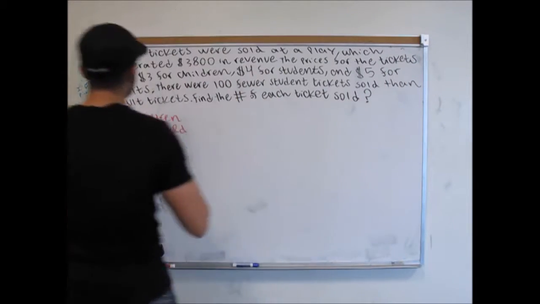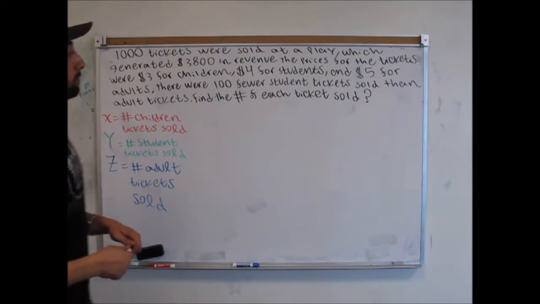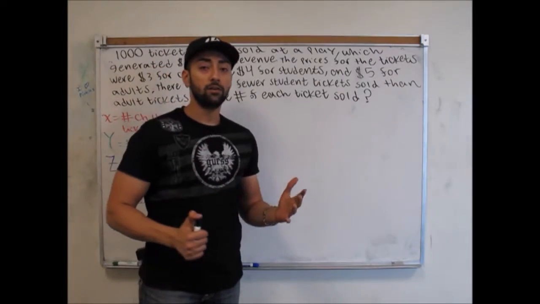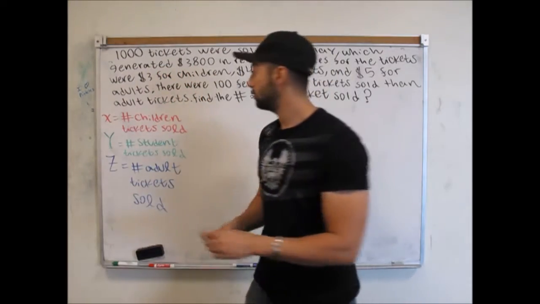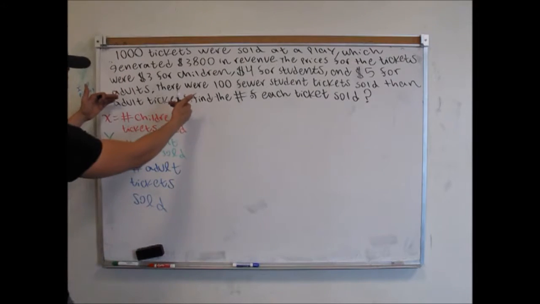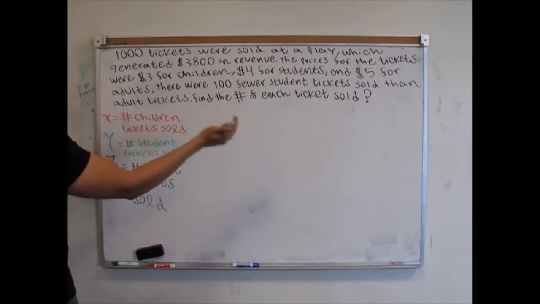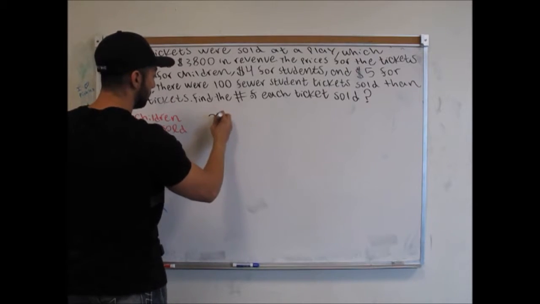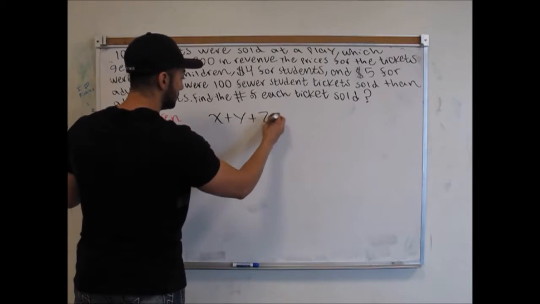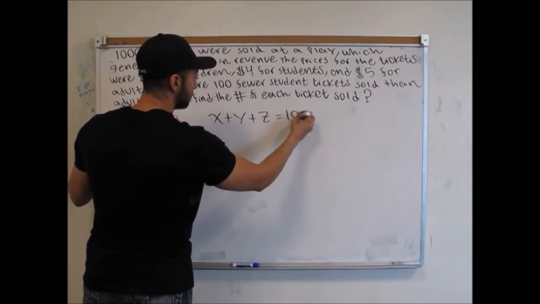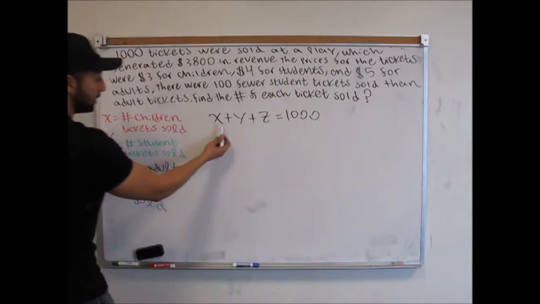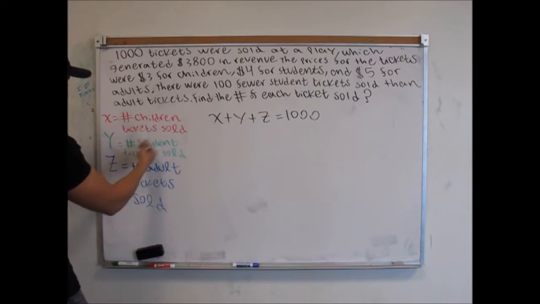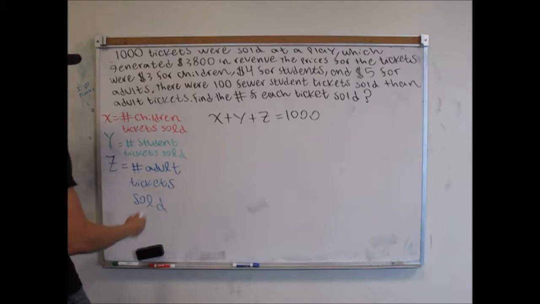So it says 1,000 tickets were sold at a play. Now based off that, I could just form an equation off that already, because these are the number of tickets sold, and it says altogether there was 1,000 tickets sold from all of these guys put together. So I know that X plus Y plus Z is equal to 1,000 because 1,000 tickets were sold, and I declared these to be the number of tickets sold for each of my categories, which were children, students, and adults.